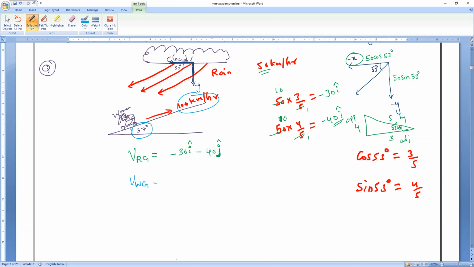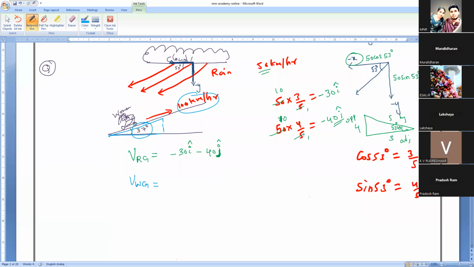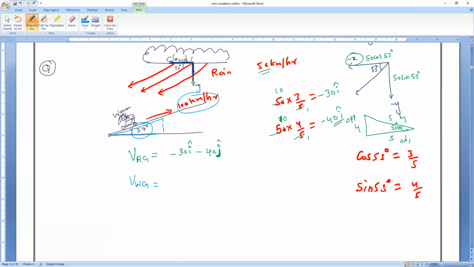So the velocity of the woman with respect to ground, let us find again in the same way. I will draw the triangle here. You can imagine this triangle with 37 degrees. You all know what that is. She is traveling in this direction. With what velocity is she traveling? What is that velocity or speed? 100 kilometers per hour. Yes or no, guys? Yes, sir. Now you can find it.